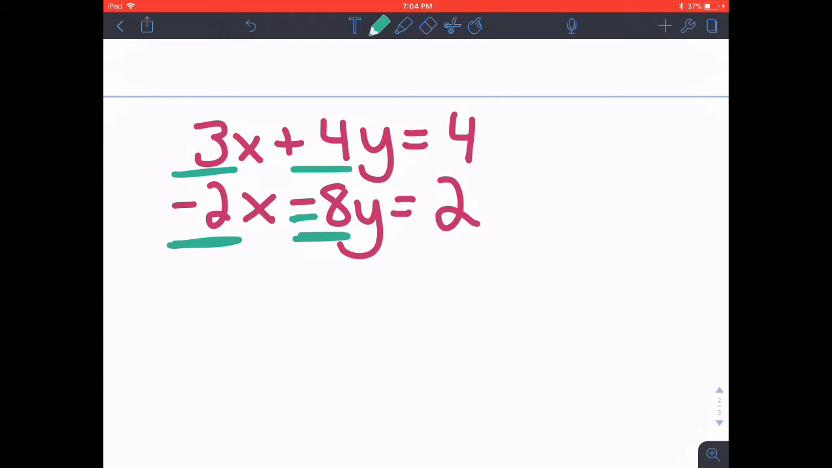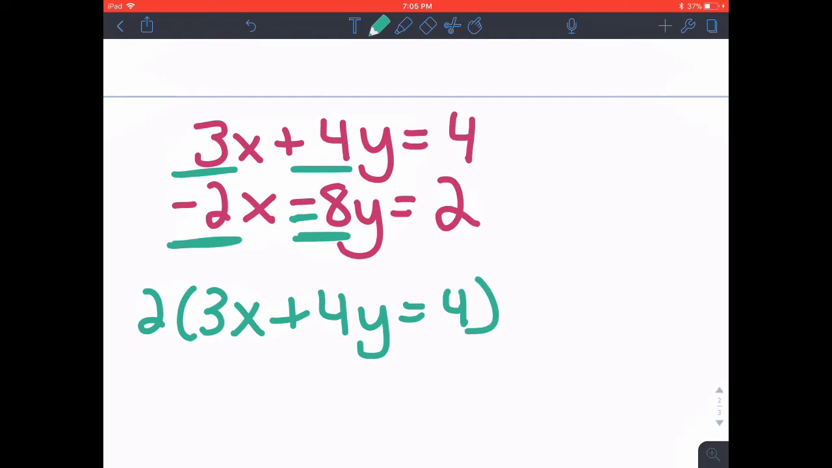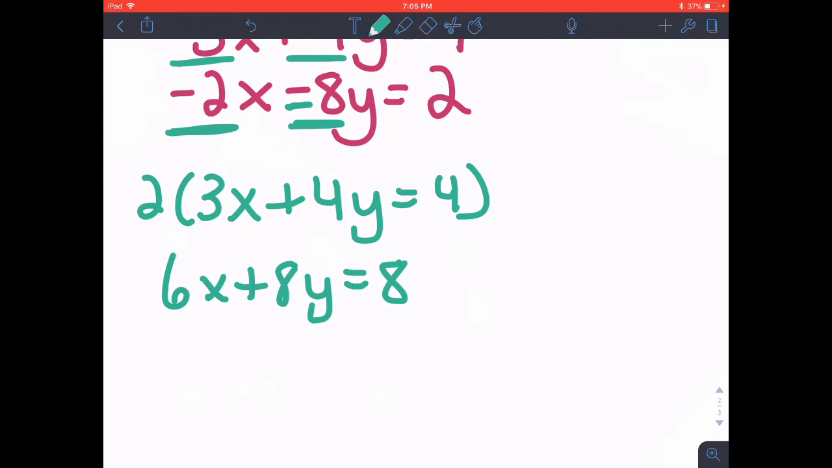So as you can see in this one, 8 already has a negative attached to it, and so we don't need to multiply the 4 times a negative number to get them to cancel out. So we can just multiply the whole equation with 4 times a positive number, which in this case would be positive 2, to get the 4y to 8y. So we'd multiply 2 times 3x plus 4y equals 4, and we would get 6x plus 8y equals 8. And then for the bottom equation, we would get the same thing as above, negative 2x minus 8y equals 2.